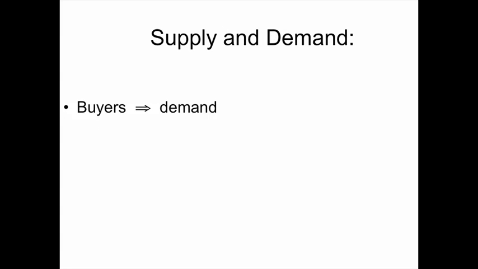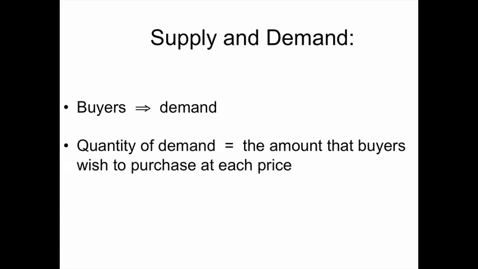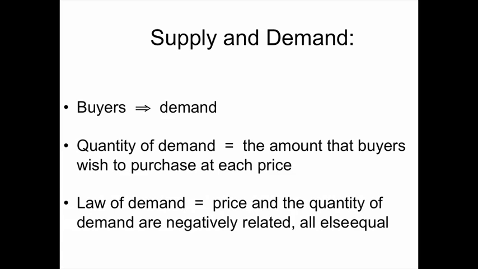So going back to summarizing what we have so far, buyers, that's the demand side. Quantity demanded is really important. It is the amount that buyers are willing to buy at a given price. The law of demand states that the price and the quantity demanded are negatively related, all else equal. That is, the demand curve is downward sloping.